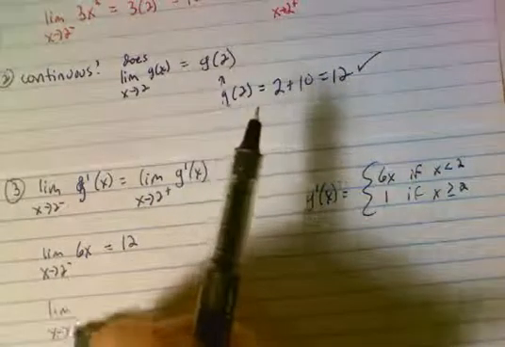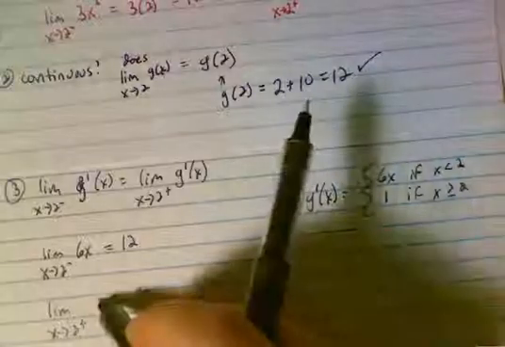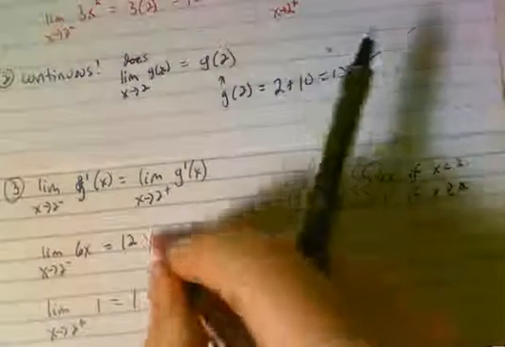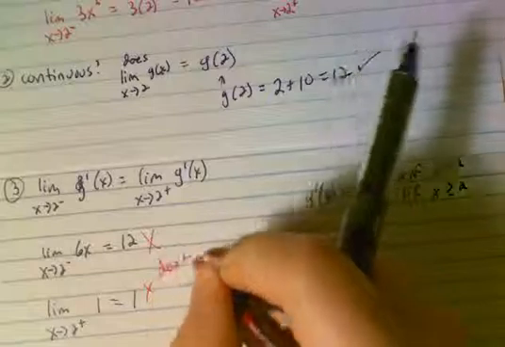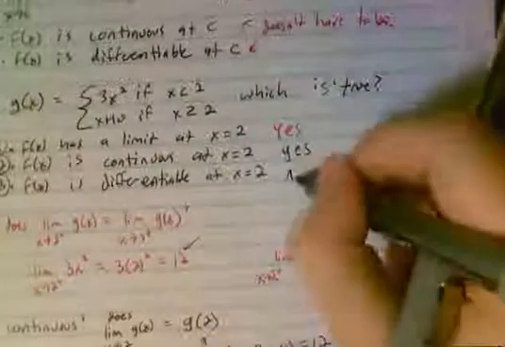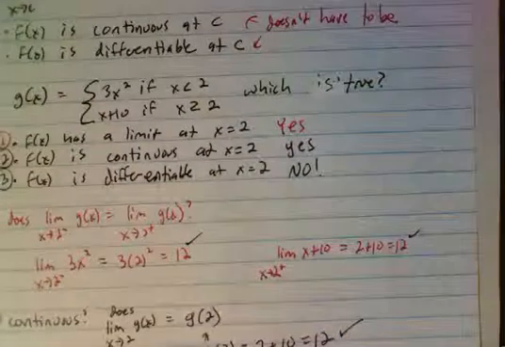Limit as x approaches 2 from the right. The right-hand function is 1. It's always 1. These ones don't match. So that means if we come back up here, differentiable, no, just the first two are true.